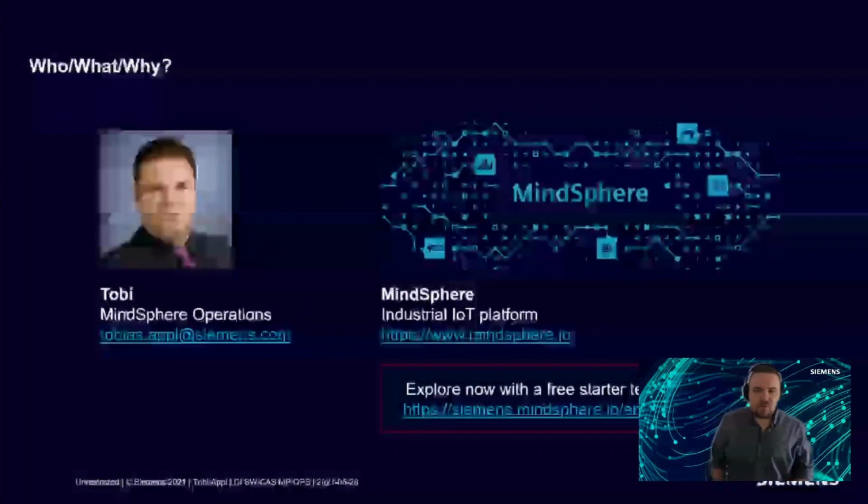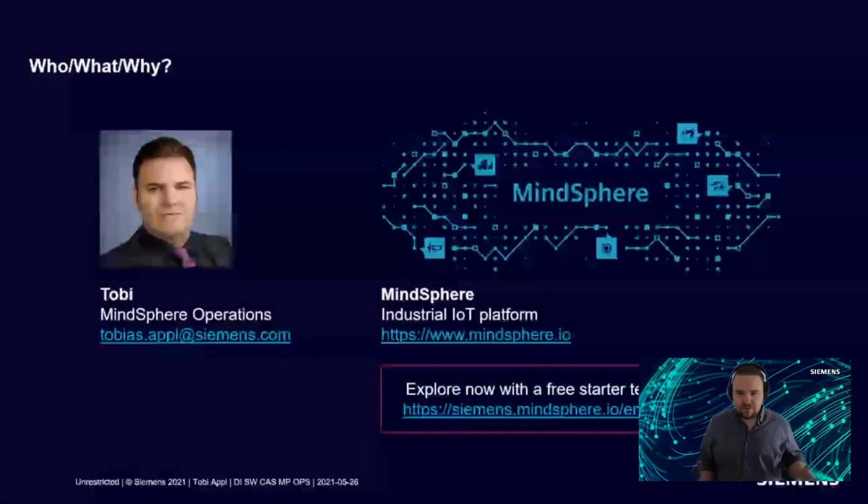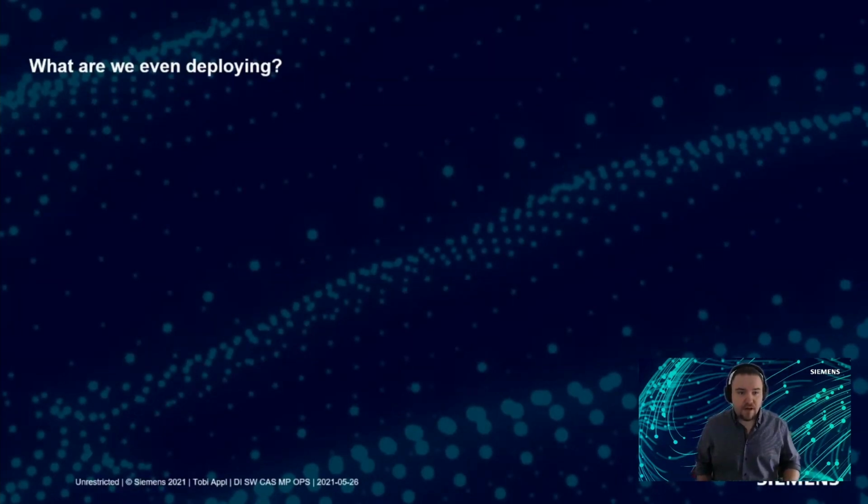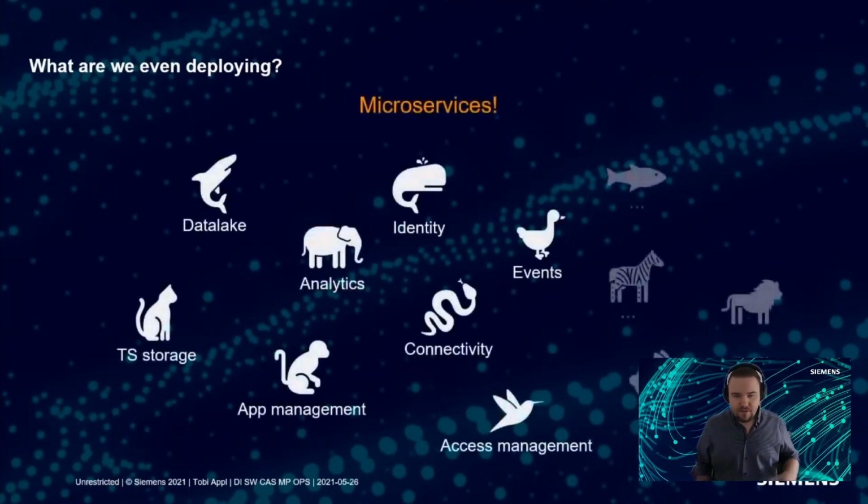That being said, let's go into today's topic. So, what are we even talking about? The title is pluralistic deployment pipelining. So we have to deploy something. So what are we deploying? We are building a modern platform, we are deploying microservices. They come in different shapes, in different versions.